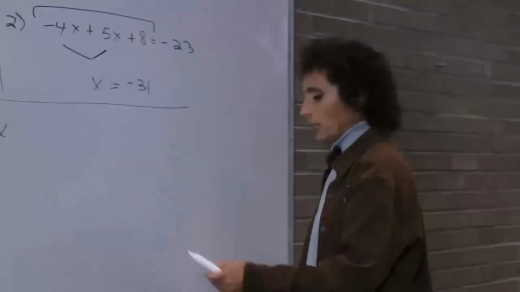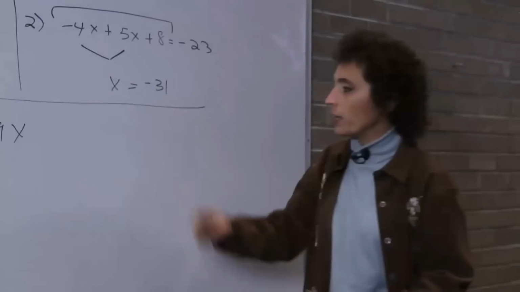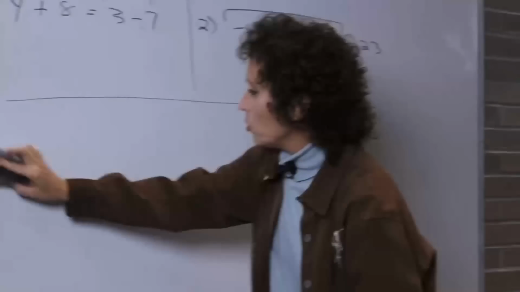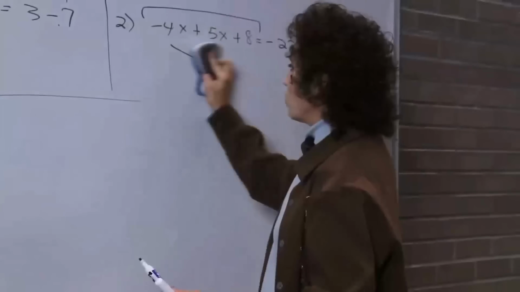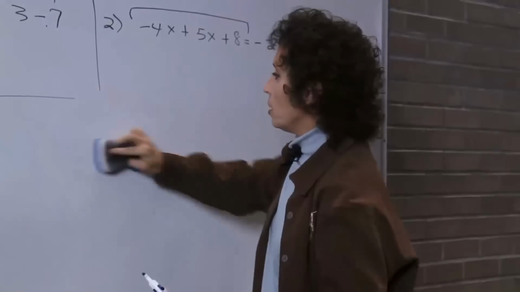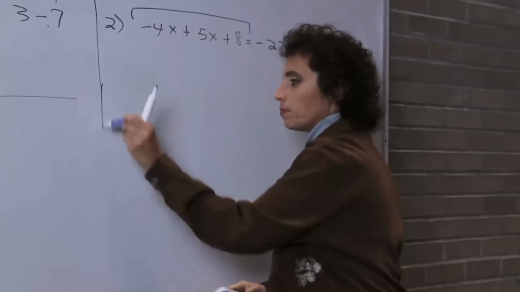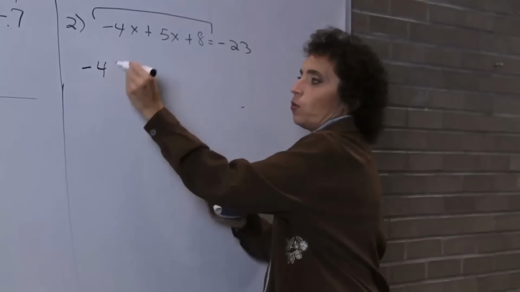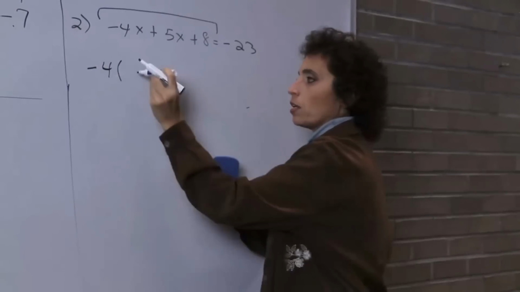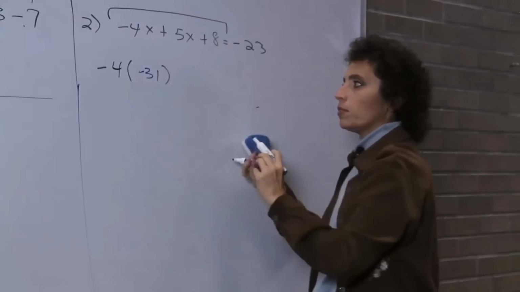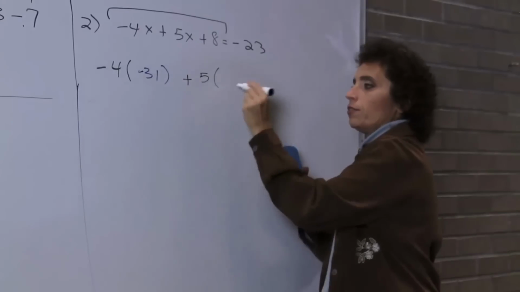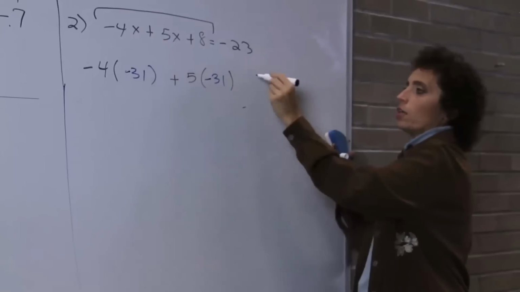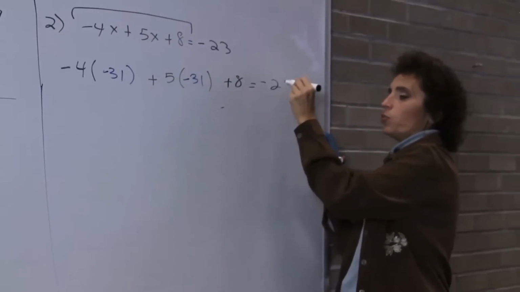Let me check that first, and then I'll do the problem. Remember, x is negative 31 here. And I'll rewrite this problem in a minute. I just don't want it to get in the way. So that next problem is different. Negative 31 is x. Here we go. Negative 4 times negative 31 plus 5 times negative 31 plus 8 equals negative 23.